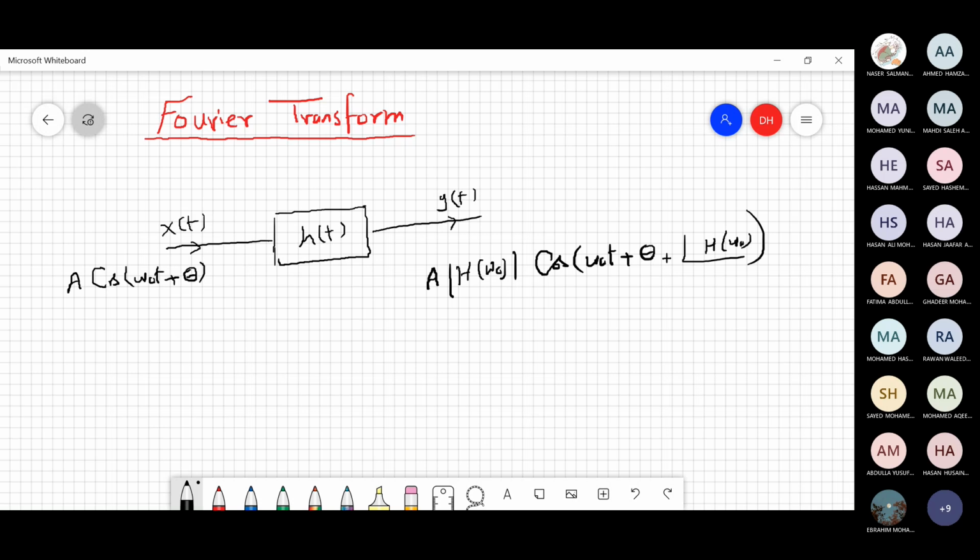So now a question: from where do we get the magnitude of H of omega naught and the angle of H of omega naught, or in general, from where do we get H of omega? We have H of t. Okay, so to find H of omega, this may not be periodic.